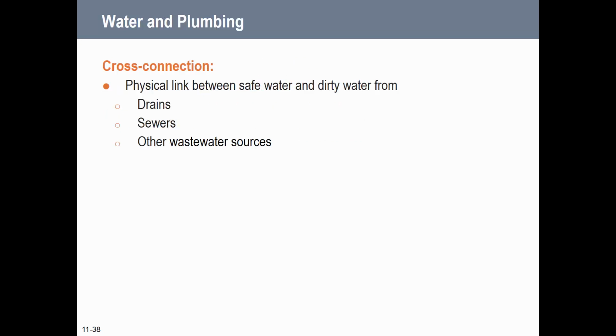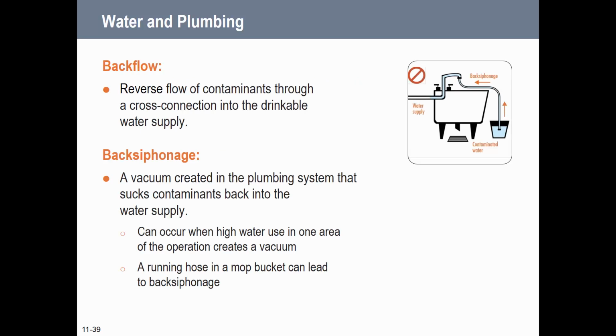Cross connection is something we want to prevent. A cross connection, and I'll show you a picture, is a potential physical link between clean water and dirty water. So if you have a mop bucket or a drain or sewer, and that could somehow get back into the clean water, then that's a cross connection. This is a picture of an example of how this can happen, back siphonage or even backflow. Here's back siphonage, and this is kind of like a vacuum effect that can be created where that hose is in contaminated water and also connected to the clean water. And that could potentially cause back siphonage.